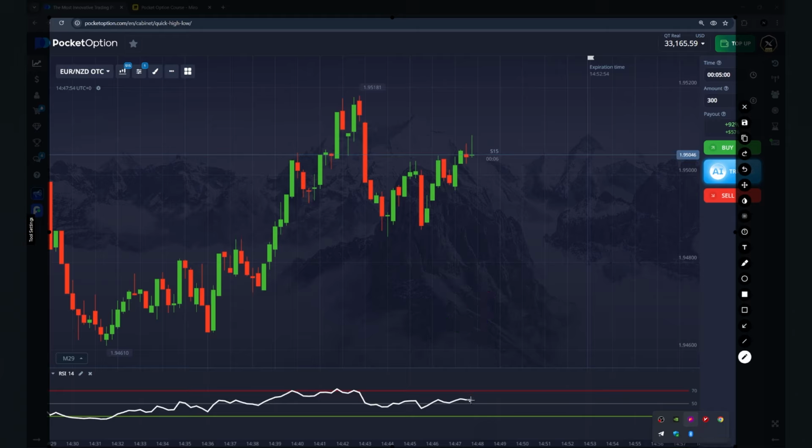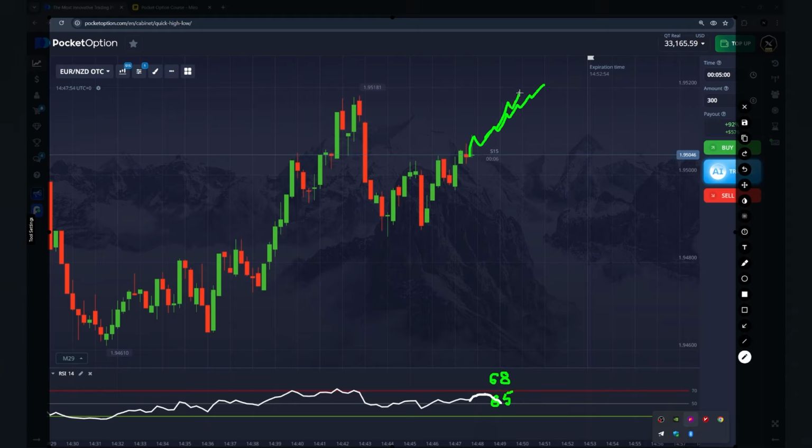RSI is moving toward the 70 zone in an uptrend. So here we have an uptrend. It gets to, let's say, 65, 68, but then it rejects, and it's going down. It doesn't break 70, it turns back down. That rejection shows me the bulls tried to push but failed.